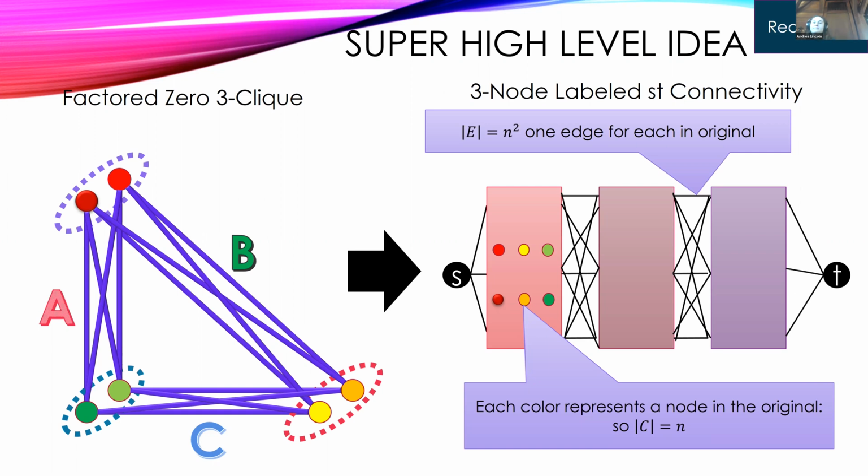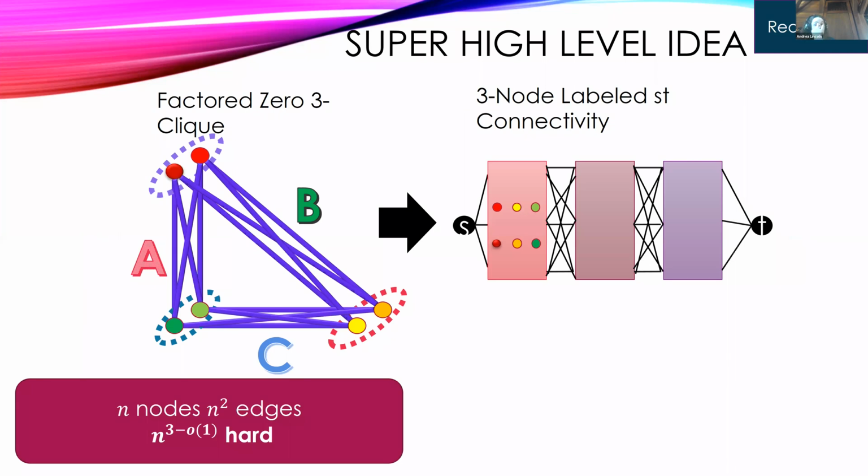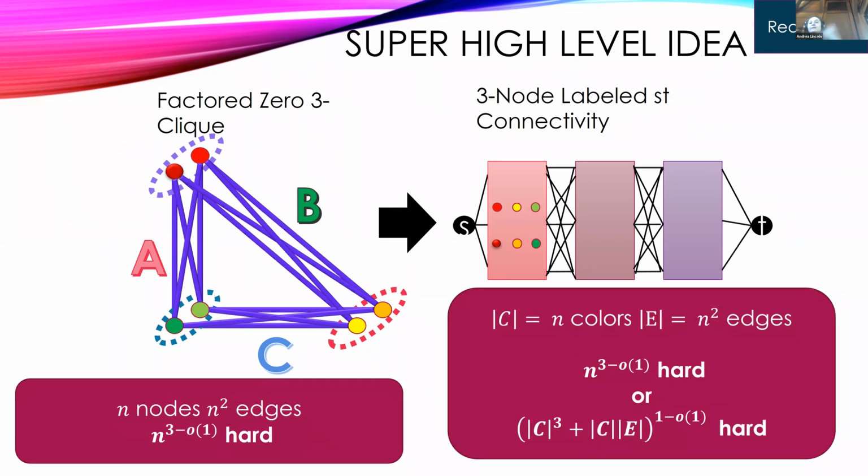Given these values, what do we get? So we start with a problem that has n nodes and n squared edges, and it's believed to be n cubed hard. And we end up with a problem that has n colors and n squared edges. And similarly, this reduction works directly, so it should be n cubed hard if factored 0-3 clique is n cubed hard.